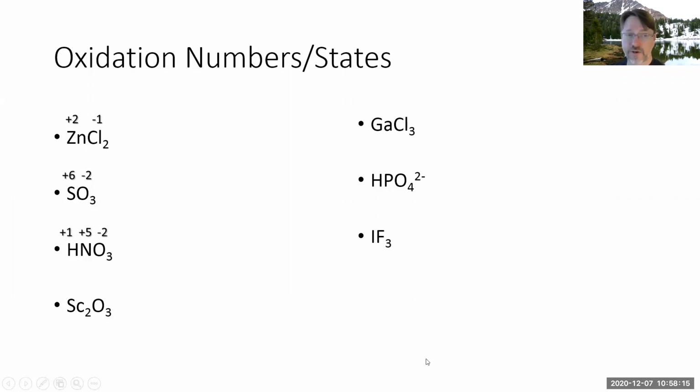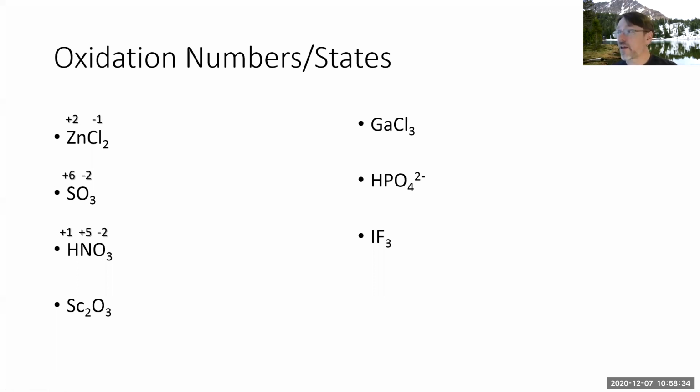And hopefully you were able to figure out that it should be a +5. So the total of the positive charges is 5 and +1 is 6. The total of the negatives is -2 times 3, so -6. All right, Sc2O3. This is, again, not a peroxide.